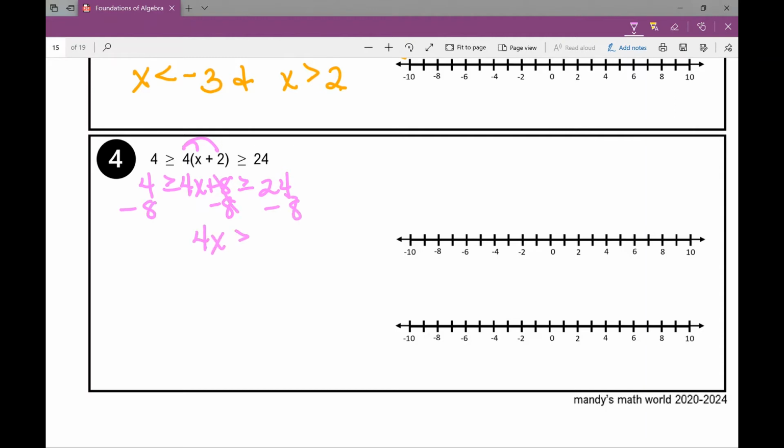4x greater than or equal to 24 minus 8 is 16. 4 minus 8 is -4. And now I'm going to divide everything by 4.